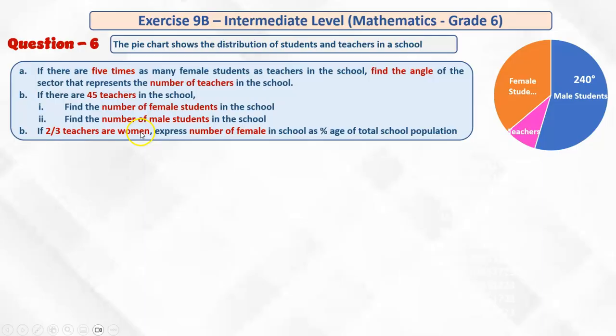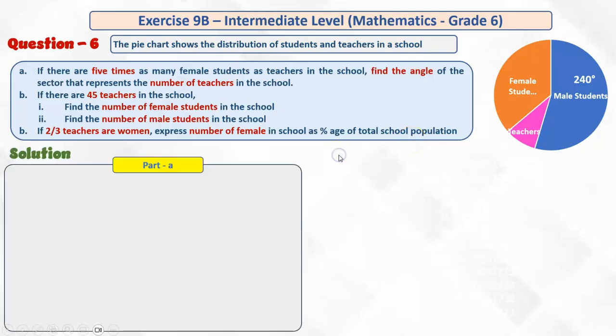So 2/3 of the teachers are women, so these would become the female teachers, and we'll add the number of female students to get the total number of females, and then we will divide it by the total school population, which we will, inshallah, calculate. So going forward, solution.